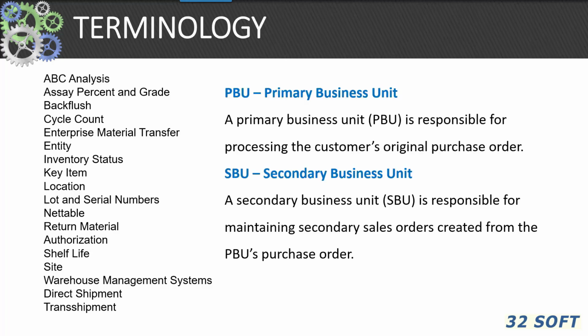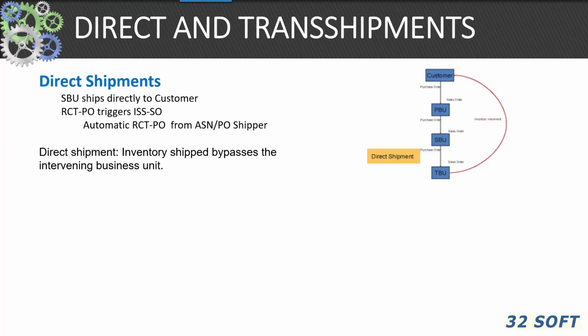Probably the two most important significant concepts that one needs to understand is the term PBU, primary business unit, and SBU, secondary business unit. A primary business unit is responsible for processing customers' original purchase order, and a secondary business unit is responsible for maintaining a secondary sales order created from the primary business unit's purchase order and supplying the item.